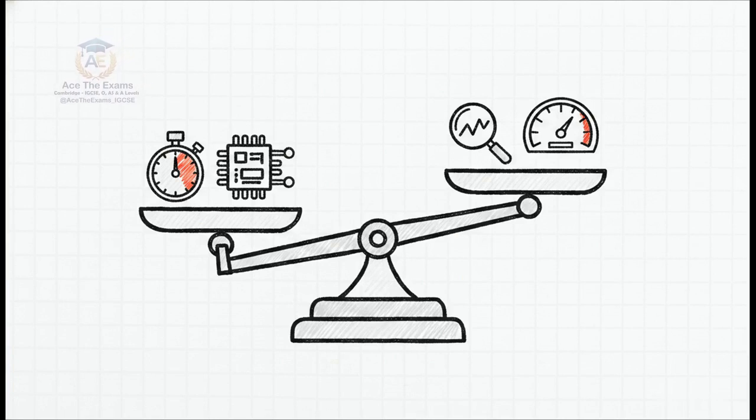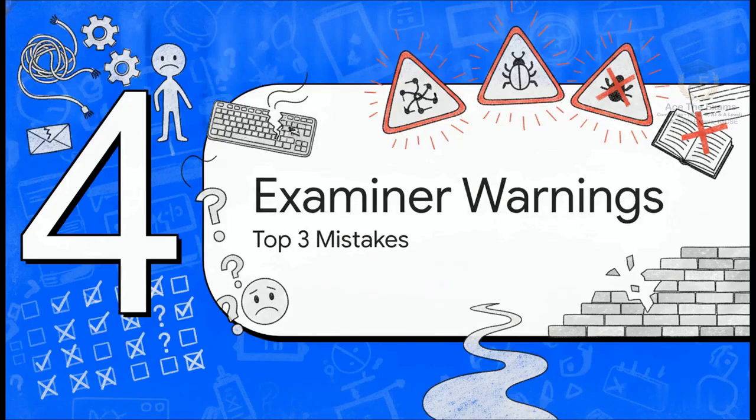Time's up. Did your mental paragraph include space and time complexity? If so, you're on track for an A star. All right, let's see how all this builds into the most critical part of our explainer today. We are moving into the final stage, Section 4, the top 3 examiner warnings. We know the strategy, we know the PEAL framework. Now let's look at how candidates historically fail to execute it so you can avoid their fate entirely.